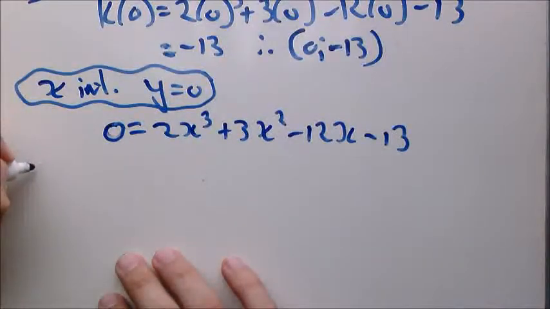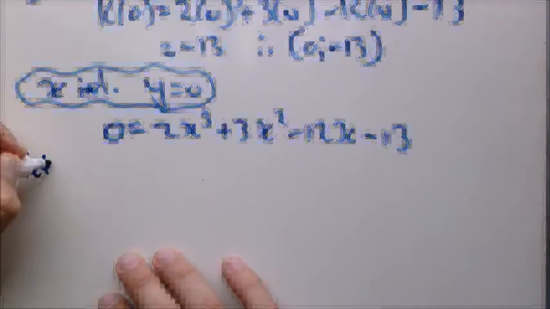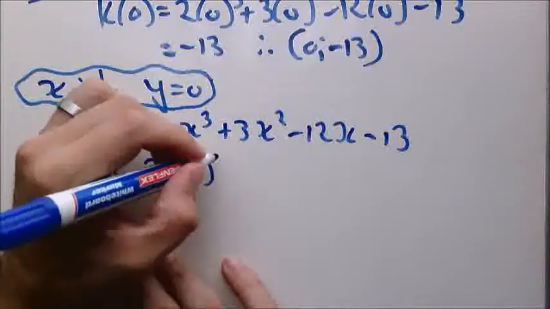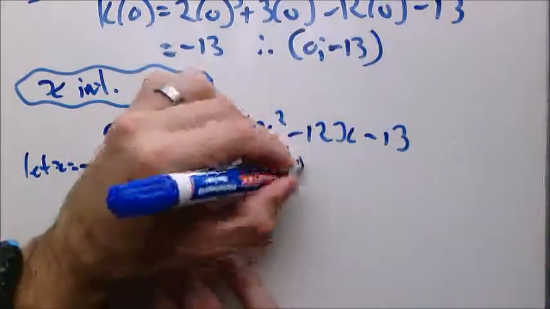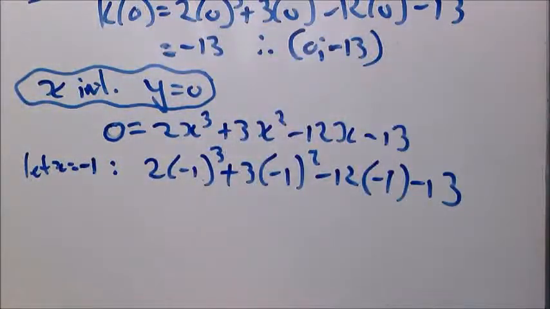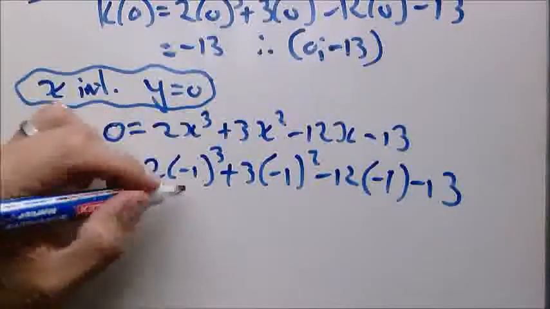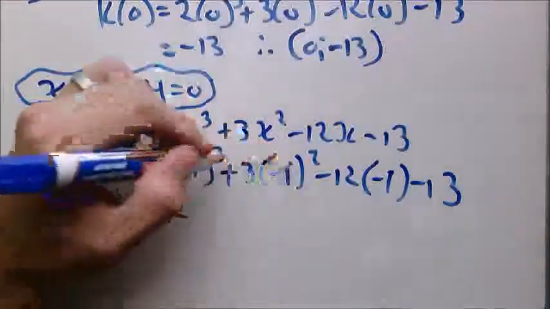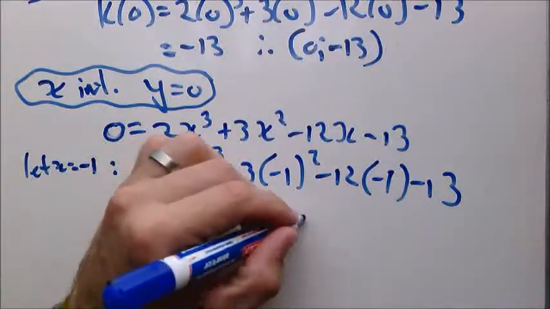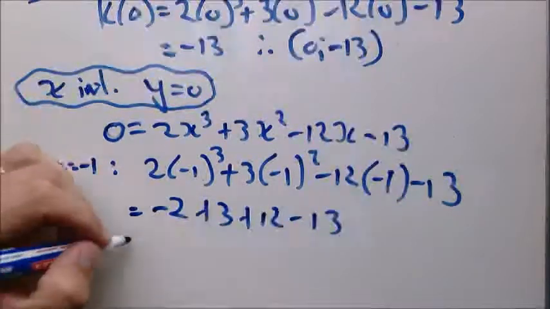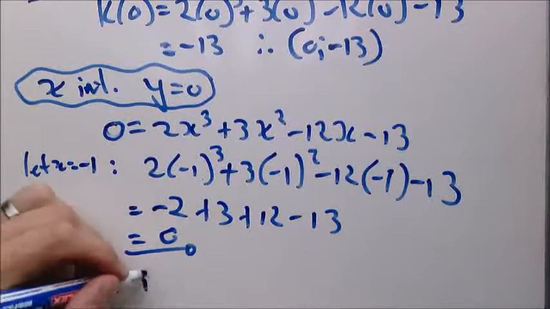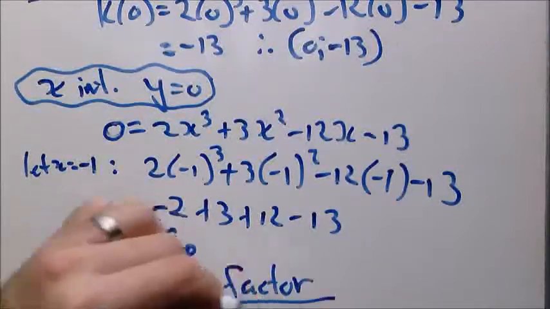So now we say let x be equal to negative 1. So 2 times negative 1 cubed plus 3 times negative 1 squared minus 12 times negative 1 minus 13. And you will see this becomes a negative, so it's negative 2. This becomes a positive, so it's plus 3. This becomes a positive. Negative 13 remains negative 13, and this adds up to 0. Therefore, x plus 1 is a factor.